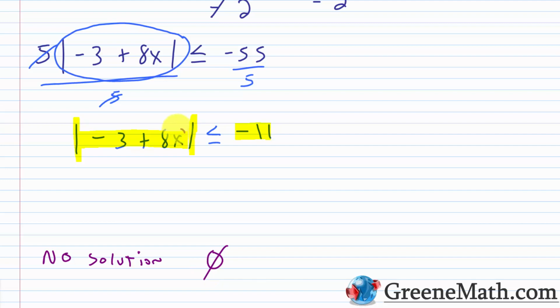One more time, if I try to plug in something for x, multiply by 8, and add negative 3, when I take the absolute value of it, the absolute value will never be less than or equal to negative 11. It won't ever happen because the absolute value is either 0 or it's positive. So that's why, again, there's no solution.